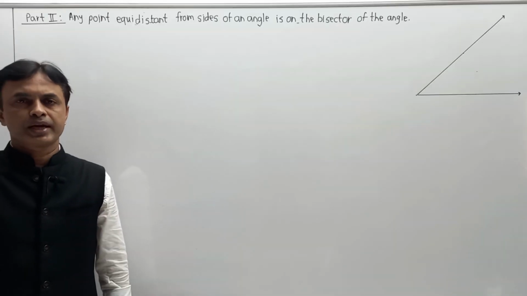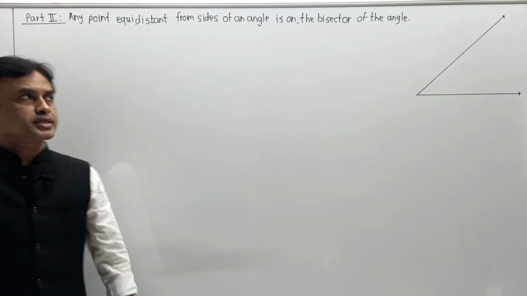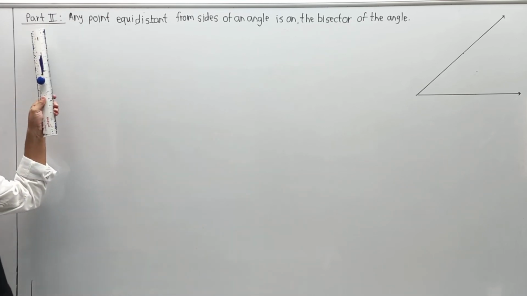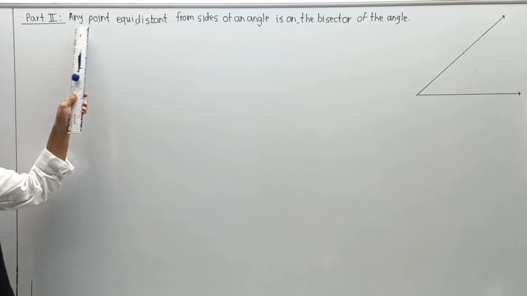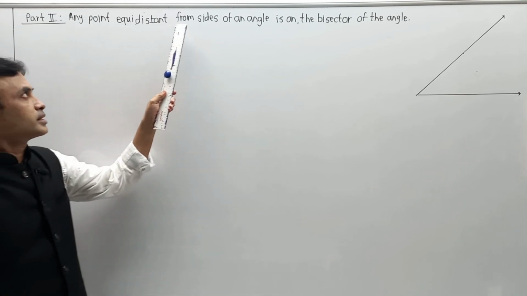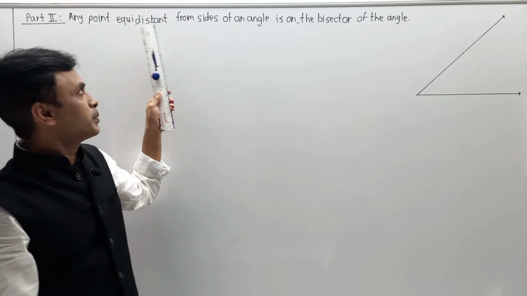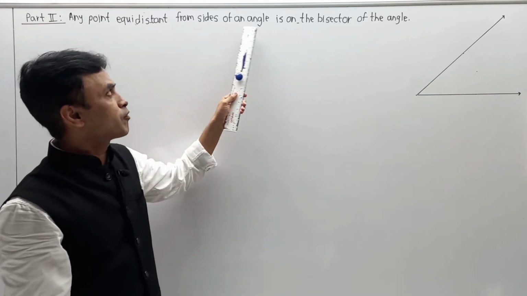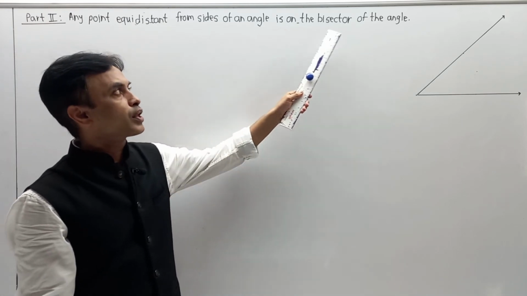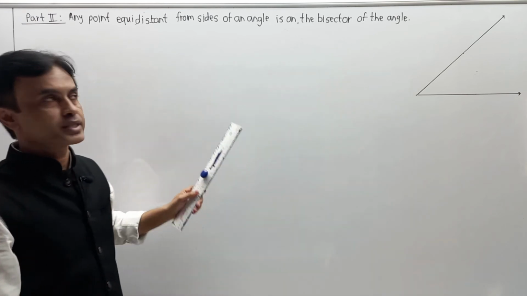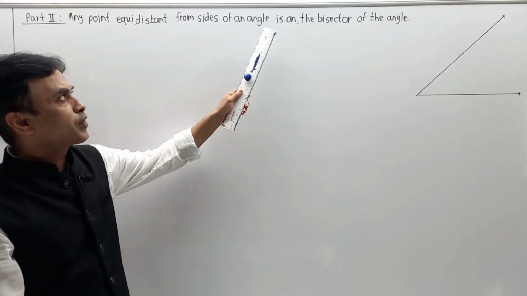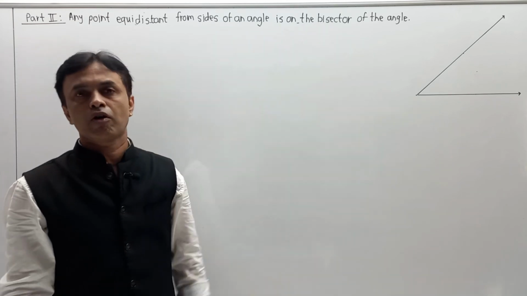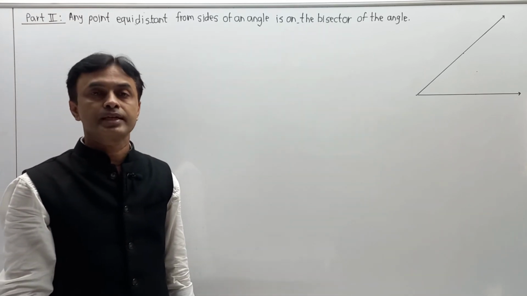Now students, please pay attention. Moving to the next theorem, the part here is about the angle bisector theorem. They have given part 2. What is exactly that theorem? Any point equidistant from the sides of an angle is on the bisector of the angle. Once again, any point equidistant from the sides of an angle is on the bisector of the angle. Now what does this statement mean?